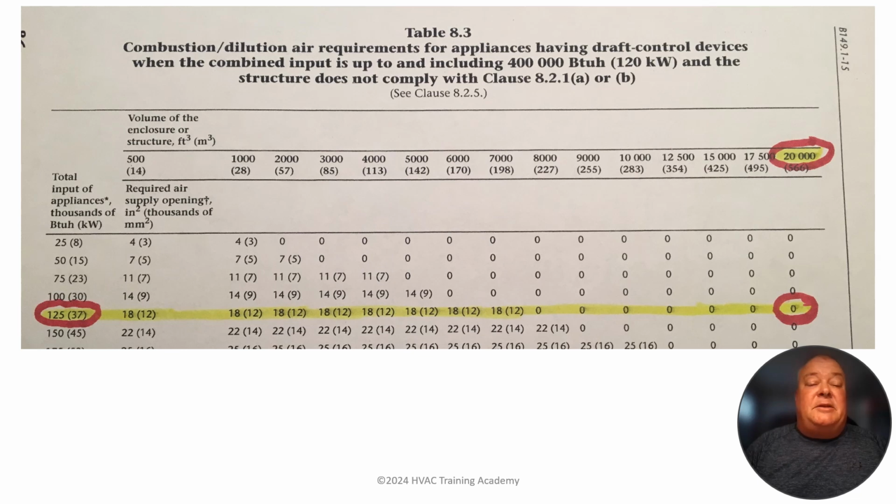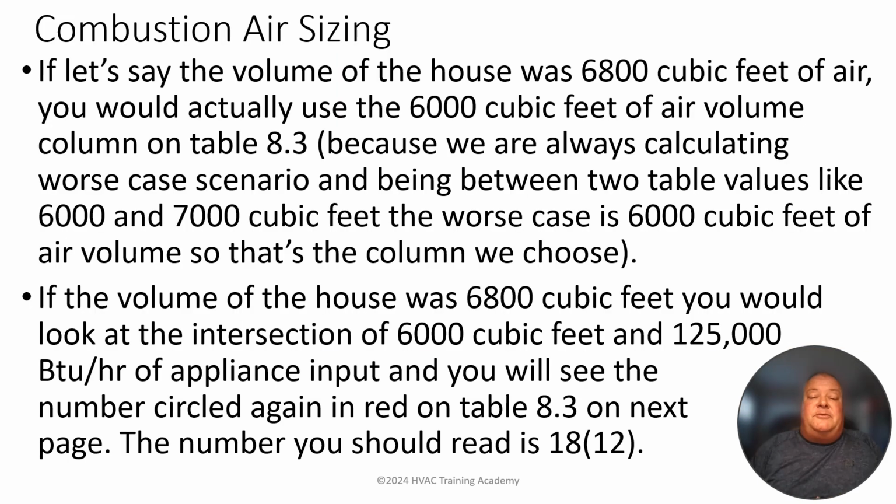And again, you can see at this point 125,000 for appliances having draft control devices, coming over here and seeing the 0 at 20,000 cubic feet of air, indicating we have enough air in that house to support the combustion. Again, this is just what I talked about before. Let's say the volume was less. It was basically where you saw a value in that table. That means we've got to go outside. There isn't enough air in the house. And again, how big would that opening be to the outside? It would be the 18 inches that we read off the table itself.